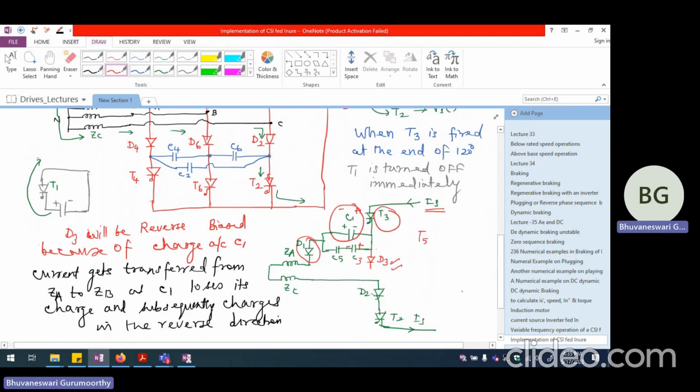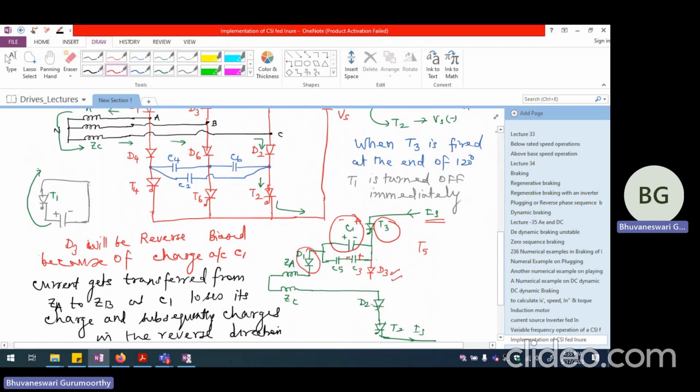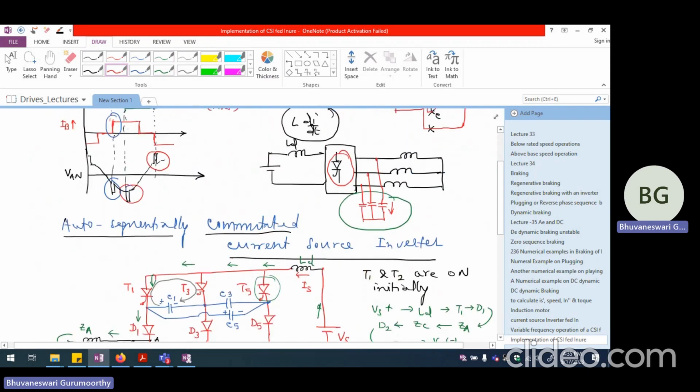So we have to ensure that the capacitors we choose are good enough to maintain the negative charge across T1, the outgoing device. The outgoing device will be undergoing recombination, and that recombination will be successful only if the capacitor charge reversal does not happen too quickly. So the design of this capacitor is of utmost importance in this particular current source inverter.